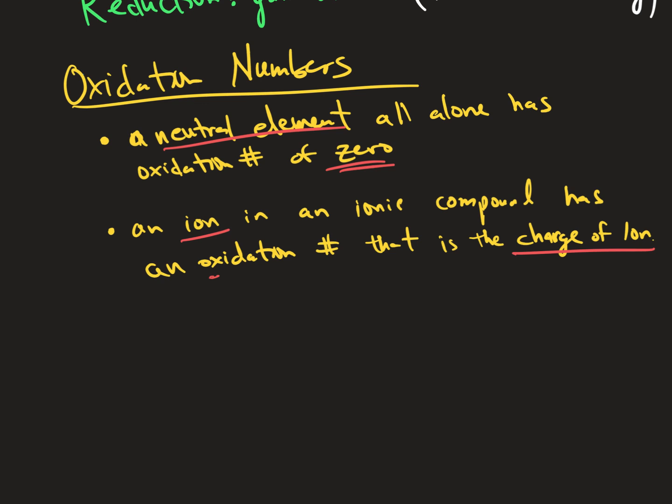So let's do the example here real quick. If I have sodium, just sodium metal, just sitting all by itself, its oxidation number is 0, because it's all alone. If we have an ion in an ionic compound, so we have sodium chloride, the oxidation number of sodium plus is positive 1. You follow? Questions so far? Okay.